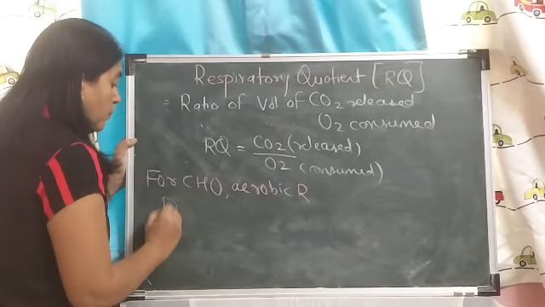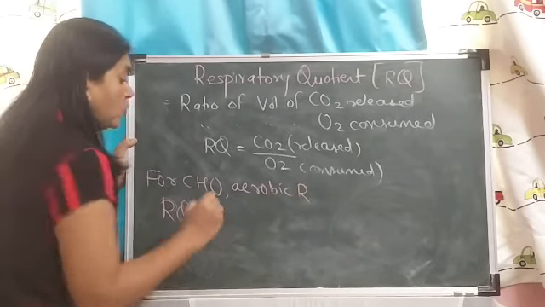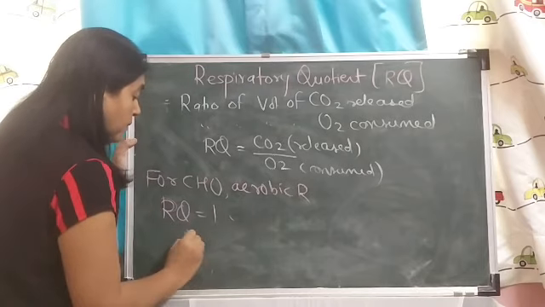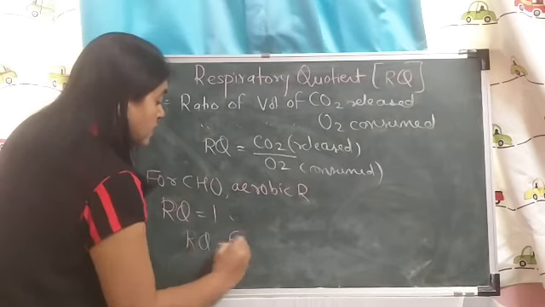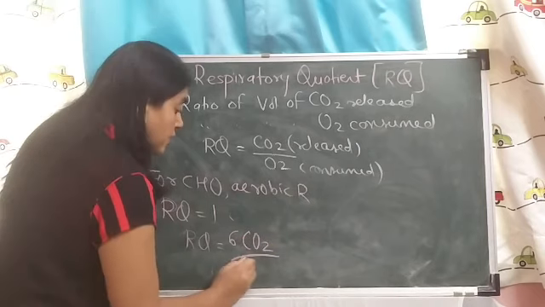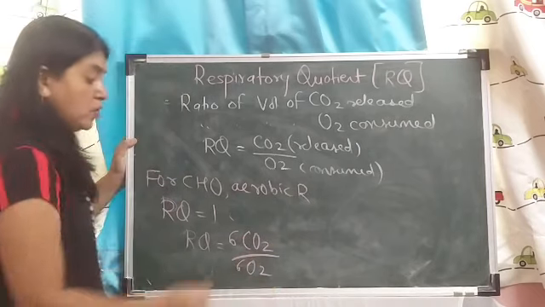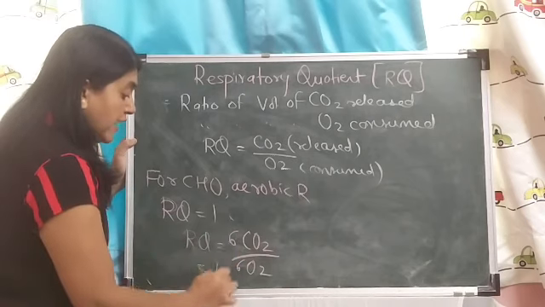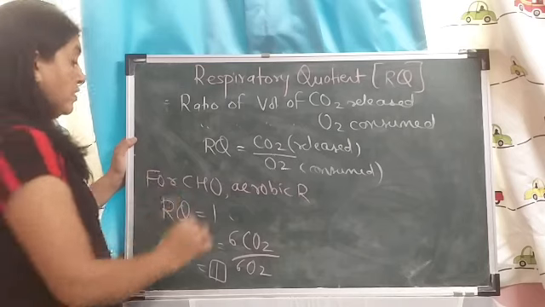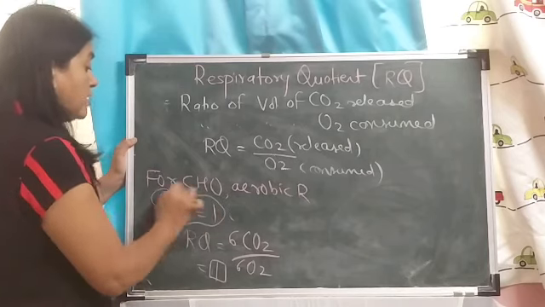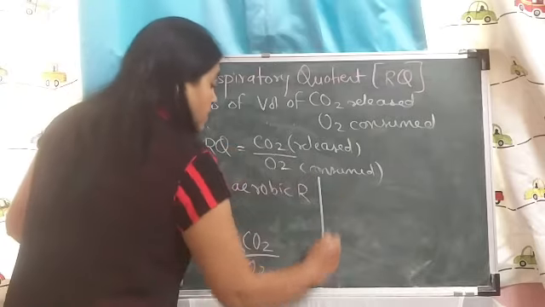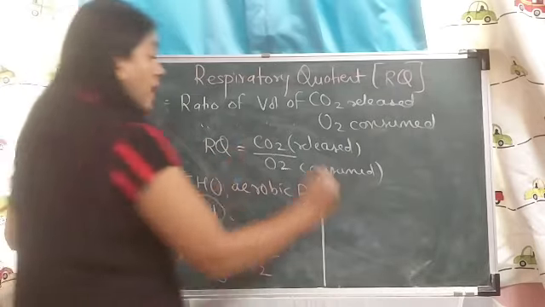the value of respiratory quotient is going to be 1, because RQ can be calculated as 6 molecules of CO2 released per 6 molecules of oxygen consumed. This will get cancelled and RQ will be equal to 1. So in case of carbohydrates, the respiratory quotient is going to be 1. Okay. Now, let us see what is the value for fats.